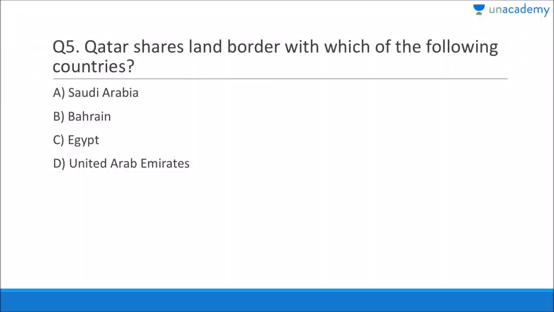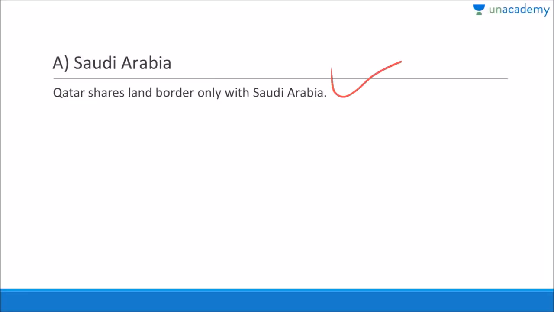Question number 5. Qatar shares land water with which of the following countries? Answer is Saudi Arabia. So Qatar shares land water only with Saudi Arabia. So answer here is A.